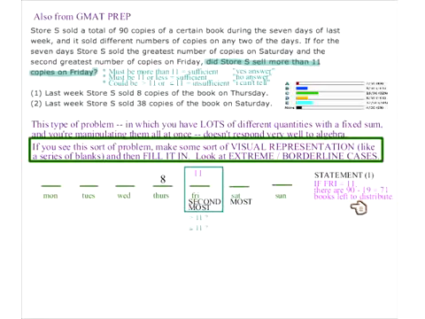So someone in the text box is saying that you can assume neither statement is sufficient. No, you can't, because actually one of them is. Okay, so you got 71 books to distribute. You just got to find some way to distribute 71 books.